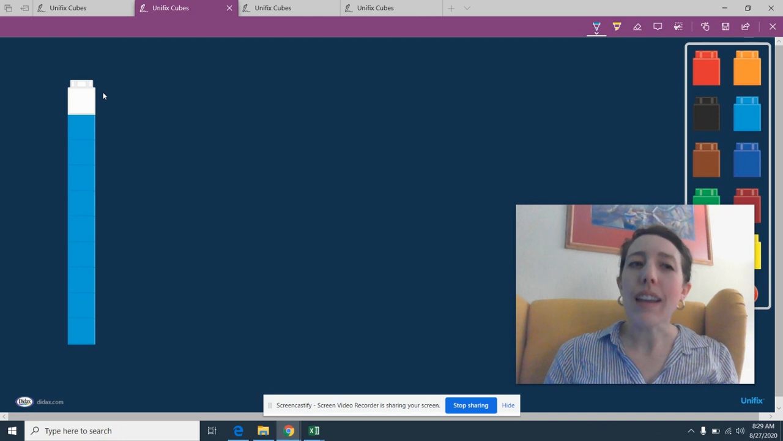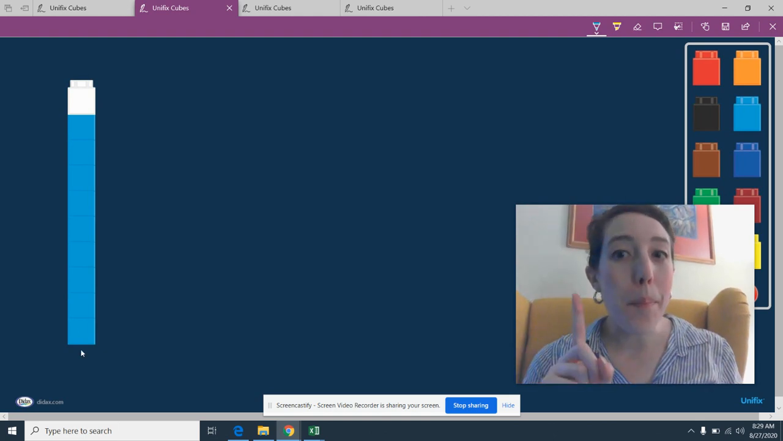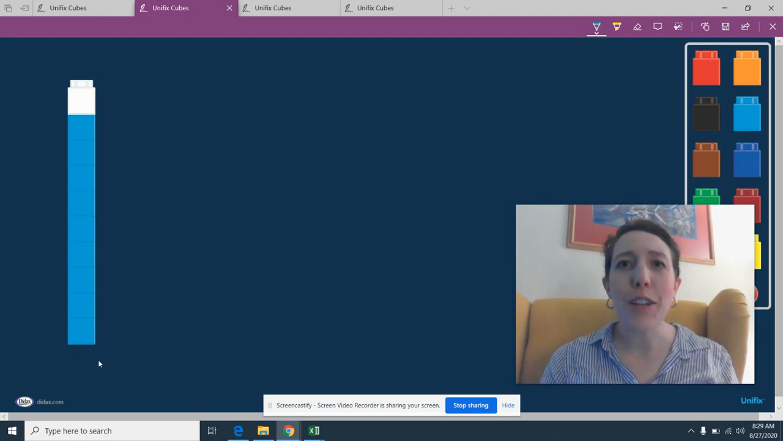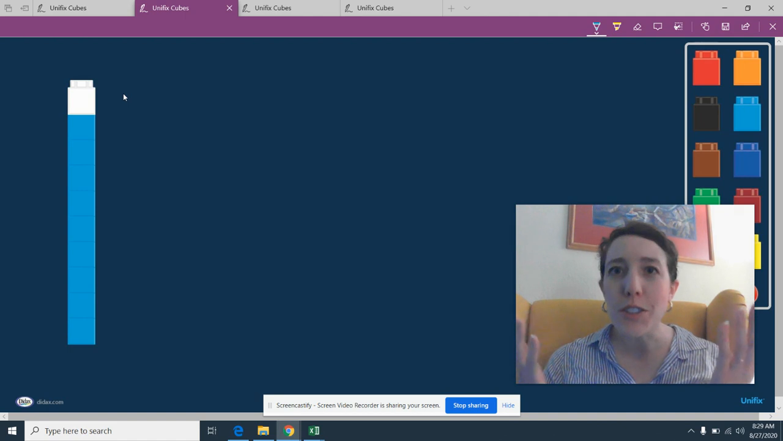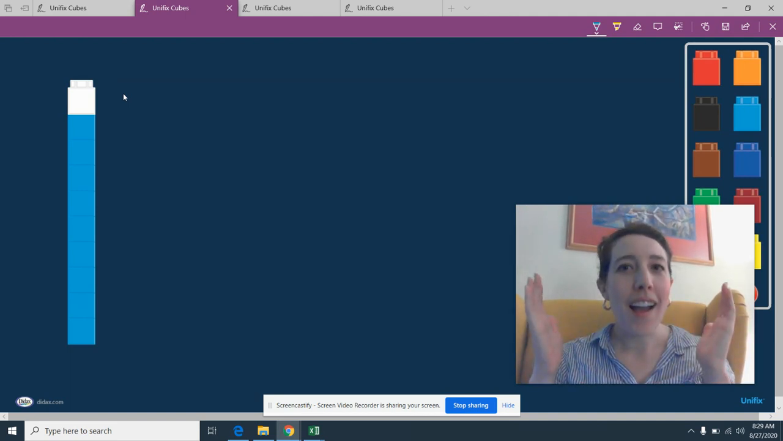So, listen, when I look at these blue, I can't automatically know how many blue ones there are just looking at the blue. But if I know that there are 10 Unifix cubes all together and there's 1 white Unifix cube, boys and girls, how many blue ones are there? Can you think for a second? That means that there are 9 blue Unifix cubes.